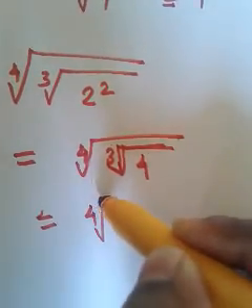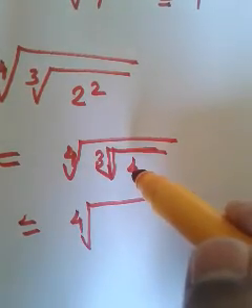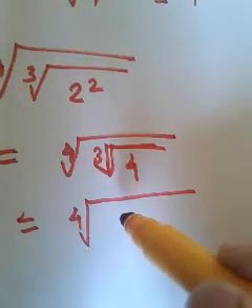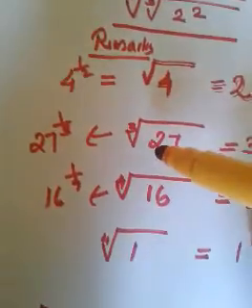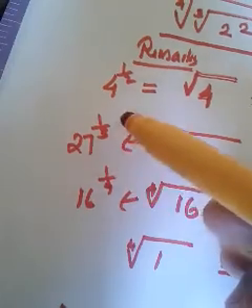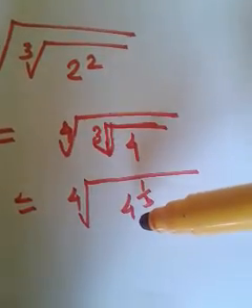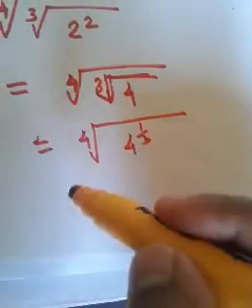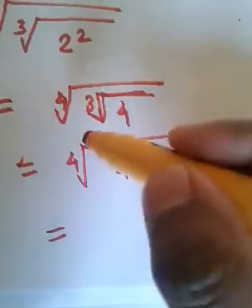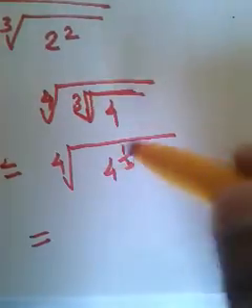It becomes the fourth root of the cube root of 4. What is the cube root of 4? I mentioned that we can represent it as 4 raised to 1 by 3, isn't it? Because the cube root of 27 we have mentioned as 27 raised to 1 by 3. Just like that, the cube root of 4 we can represent as 4 raised to 1 by 3. Clear? So now it becomes the fourth root of 4 raised to 1 by 3.